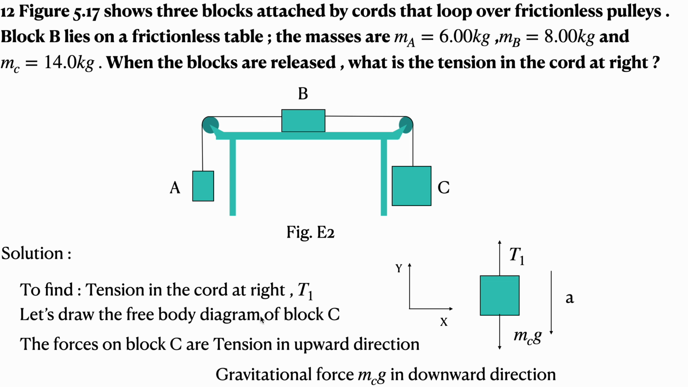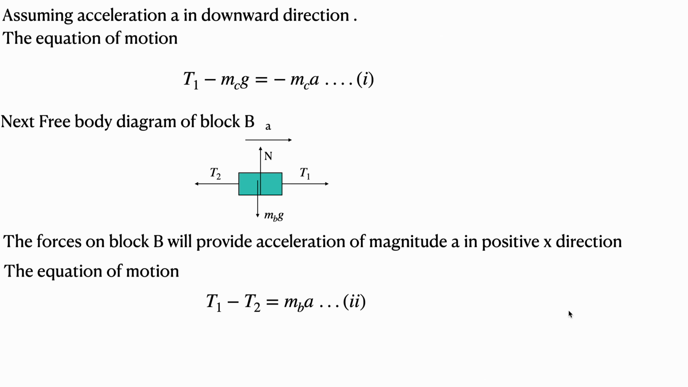So let's draw the free body diagram of block C. The forces acting on block C are tension in upward direction and gravitational force MCg in downward direction. And the acceleration, let's assume in downward direction with magnitude a. So we can write the equation of motion as T1 minus MCg equals minus MCa. Let's call it equation 1.